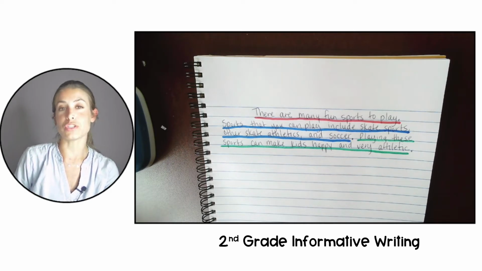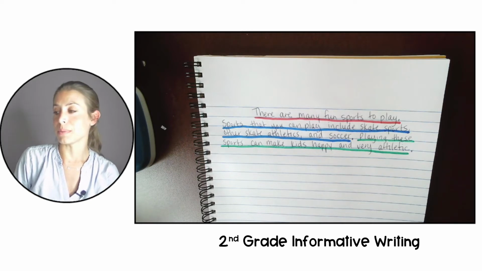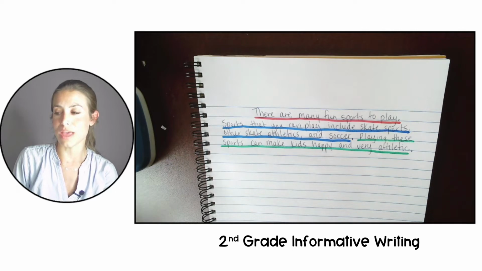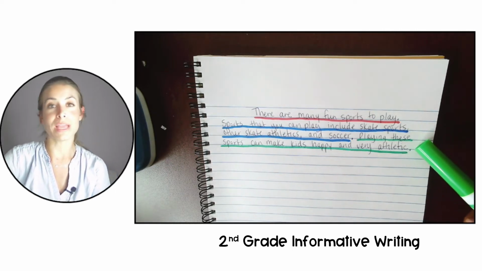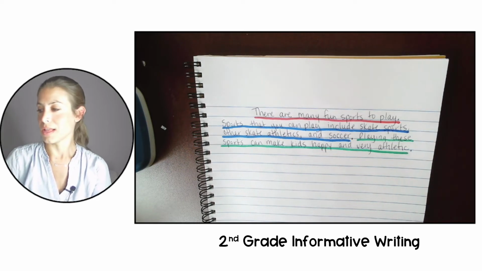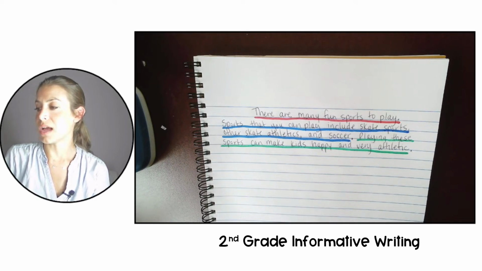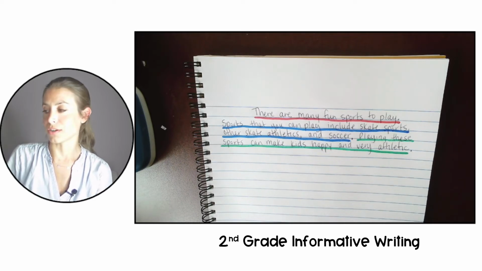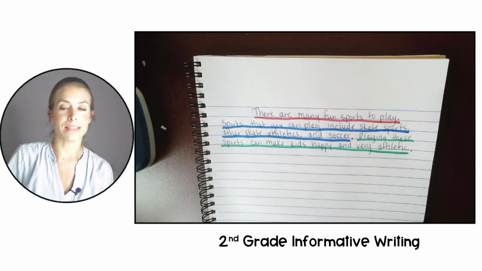Let's read it back to make sure we have everything we need, to make sure that we're not missing punctuation, capitalization, or any missing words, because sometimes we do that. And we can see that we have all three of our components because we have our three different colors. So let's look at it. There are many fun sports to play. Sports that you can play include skate sports, other skate athletics, and soccer. Playing these sports can make kids happy and very athletic.